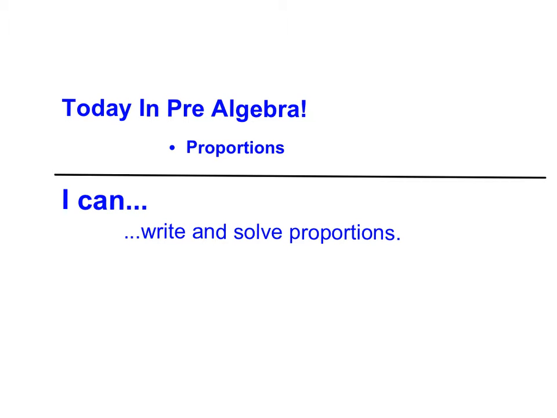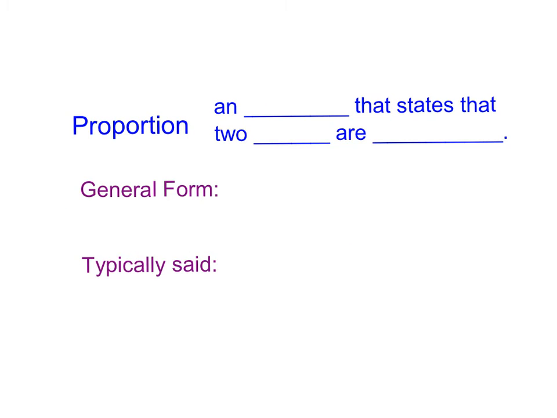In this video, we're going to use our knowledge of ratios to write and solve what are called proportions. Before we actually start to write and solve proportions, we probably need to know what it is. So let's write down our definition. A proportion is an equation. So what you should expect to see in a proportion is an equal sign.